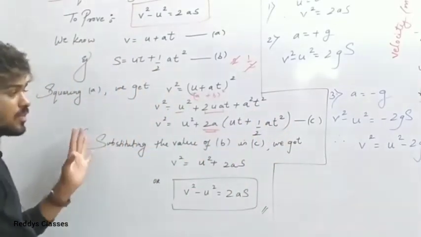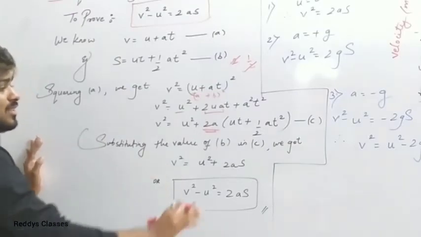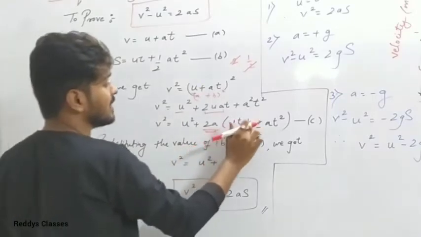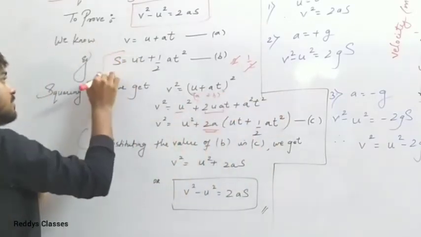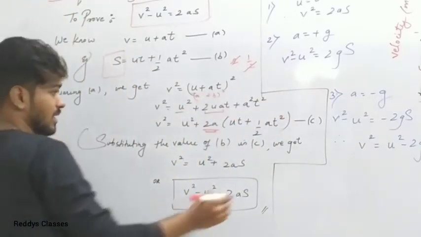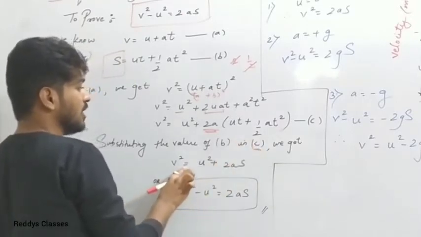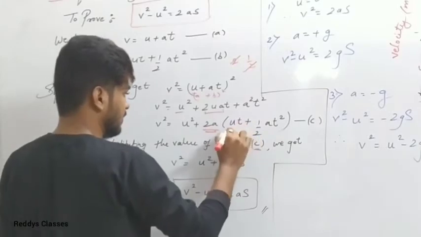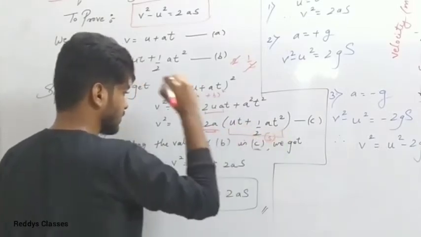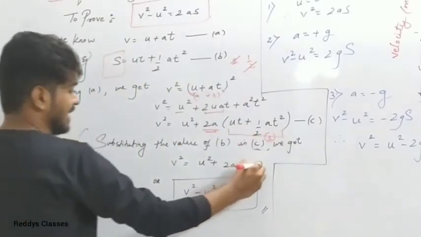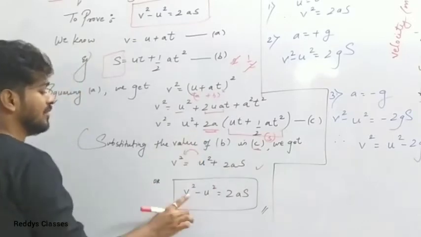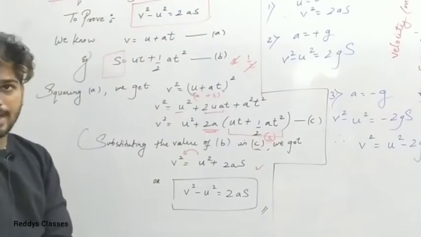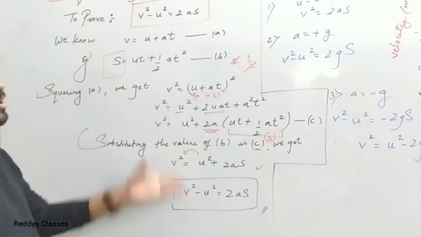You can solve this. Now I am substituting this value of B, UT plus half AT square, as S. Now what do we get? V square is equal to U square plus 2A times this whole expression, which is S. Now make U square go to this side: V square minus U square is equal to 2AS. Thus we solved this. Now we have three cases.